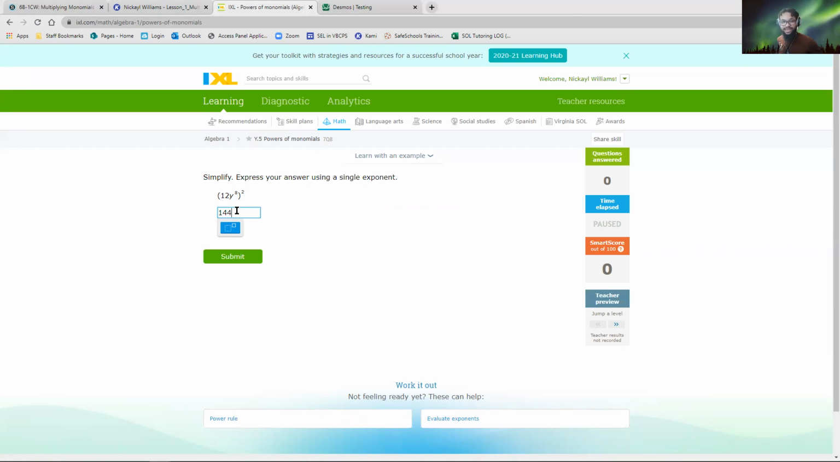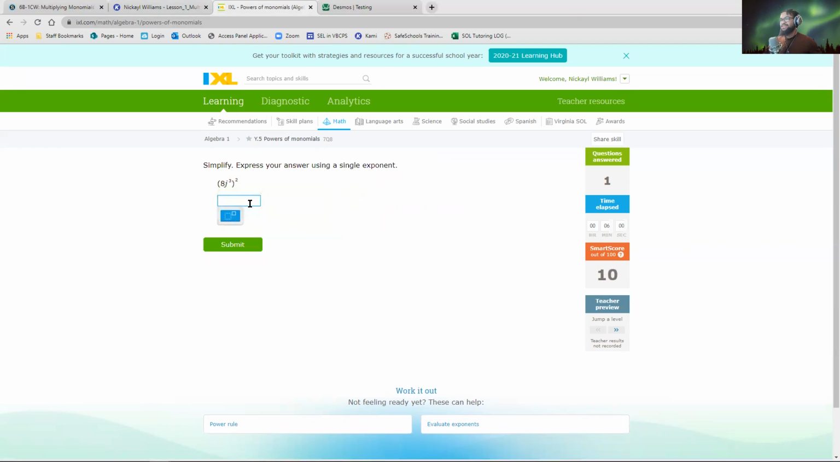And then y to the 8th, you write that out 2 times. Y to the 8th, y times y 8 times. And that'll give you y to the 16. All right. And that's going to be how you do these. That same method.